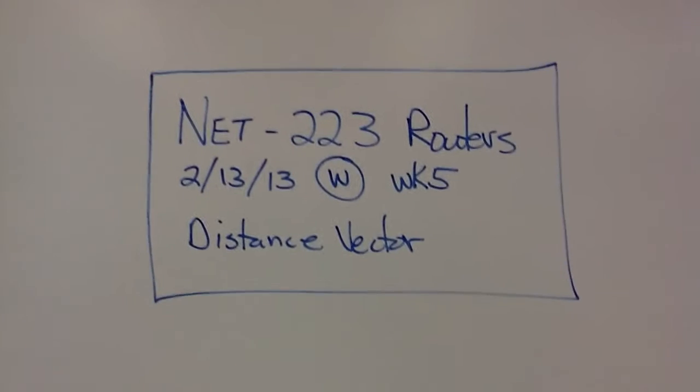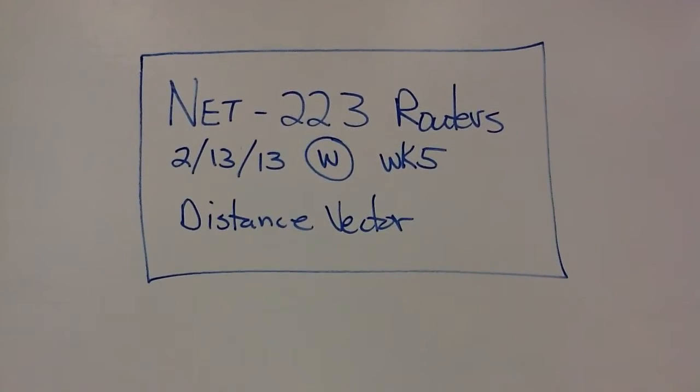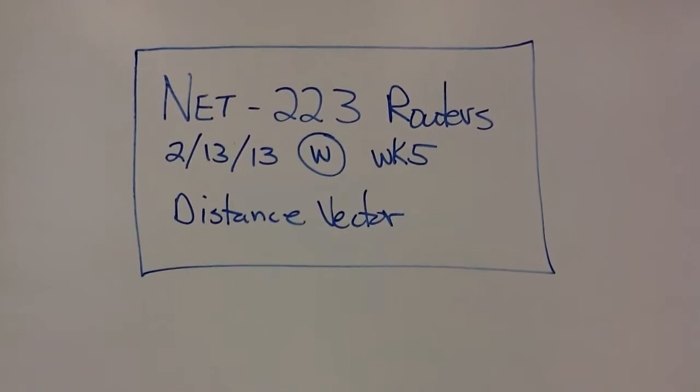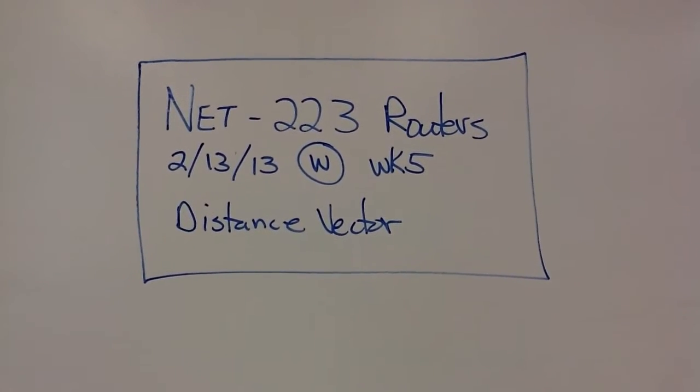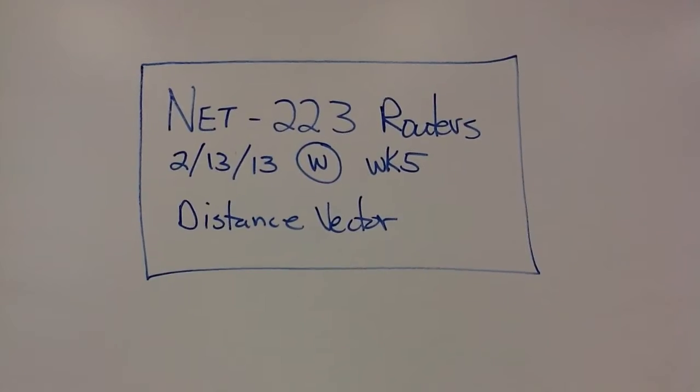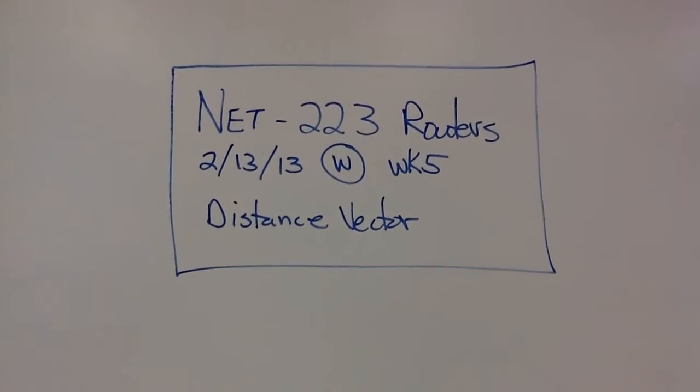Items the students need to do: they need to be working on the chapter 4 lab, and the only difference is when they get done figuring out the network, they have to put it in Packet Tracer instead of just drawing it and configuring it here in the classroom.